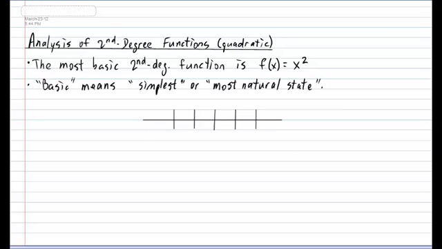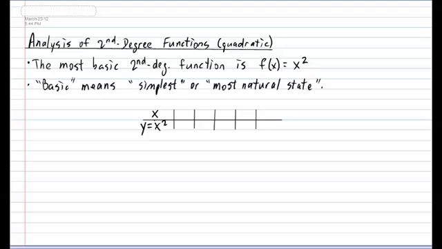Okay, so let's fill in this table with some x's and some y's. So remember, your independent variable always goes on top. That's your x. Your dependent variable, the y, always goes on the bottom. So we're going to put our function y equals x squared. That's our most basic second degree function.